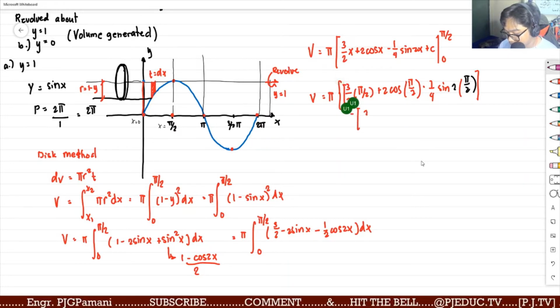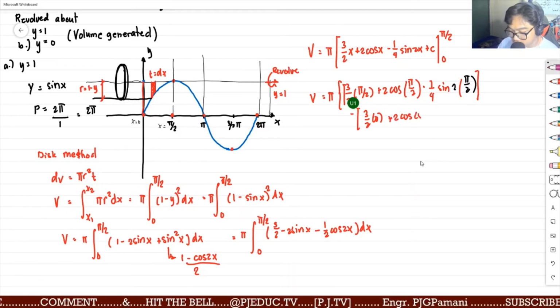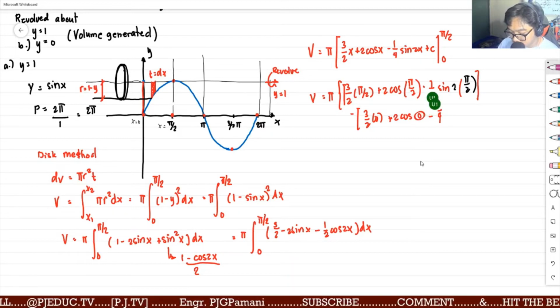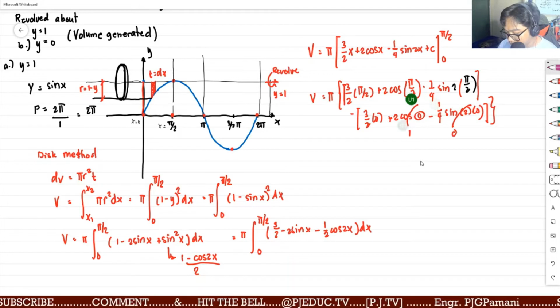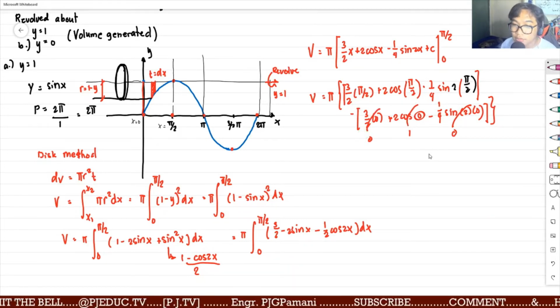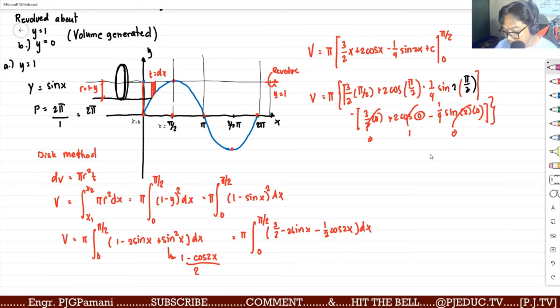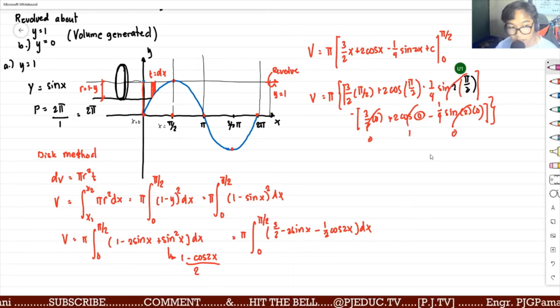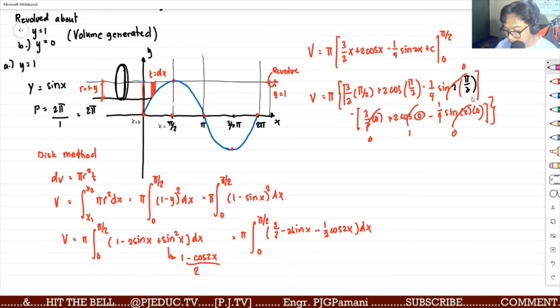Minus 3 half of 0 plus 2 cosine of 0 minus 1/4 of sine 2 times 0. That is simply 0. That is 1. That is 0. Sine of 0 is 0. Cosine of 0 is 1. That is sine pi. Sin pi is 0. Bakit naging sin pi? Cancel lang si 2. Sin pi 90 degrees, simply 0.